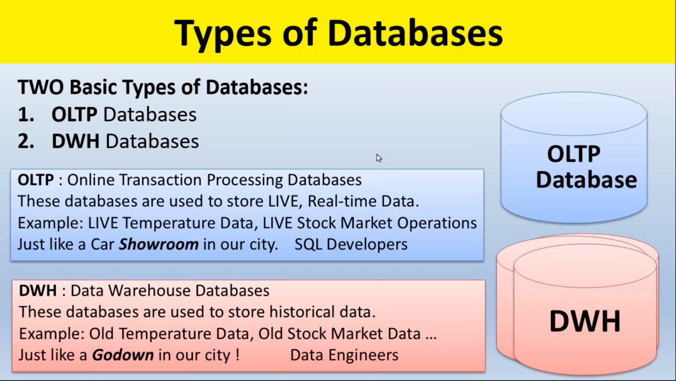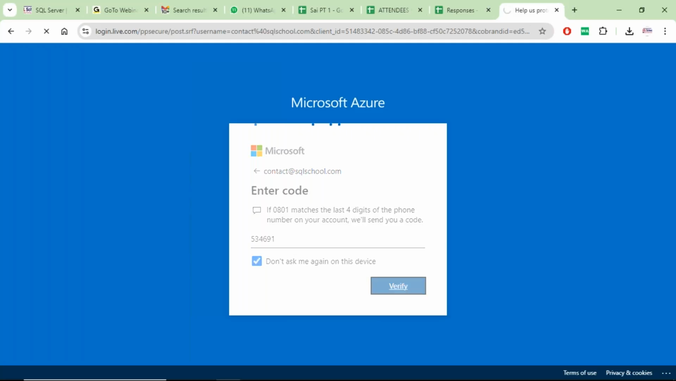The data godown is called warehouse. I repeat again, 2 types of databases, live OLTP database and other one, old historical warehouse database. 2 different databases. Let's see it practically. Let's see it practically on my screen. Let me quickly connect to my Azure account and show you those 2 basic database types first.